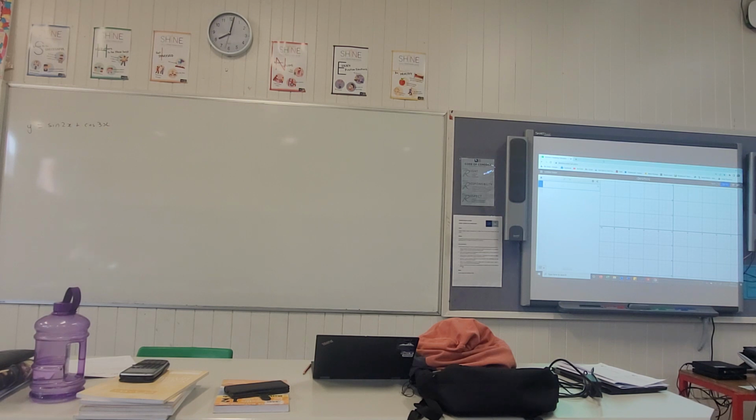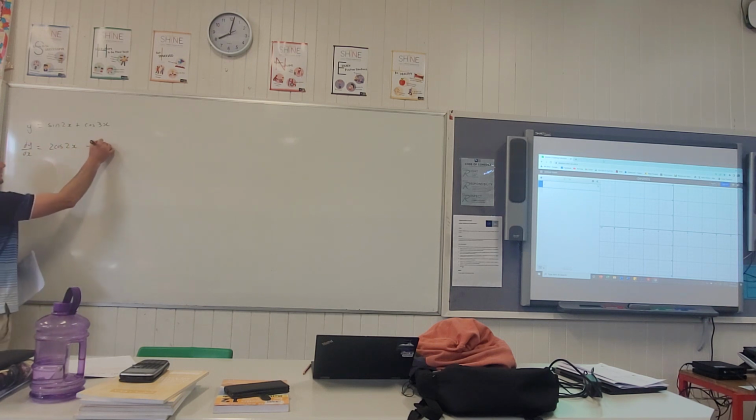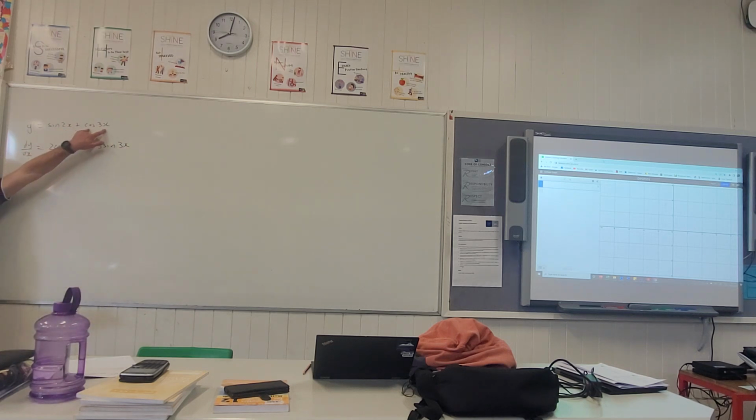So for us to differentiate this, this is sine of f of x plus cos of f of x. So we can just differentiate one at a time: 2 cos 2x, take 3 sine 3x. Alright, so the derivative of cos of f of x is negative f dash of x sine of f of x. Alright, so that's the first one there.